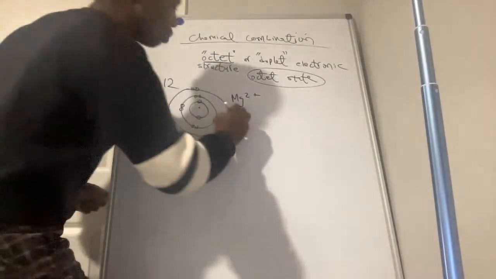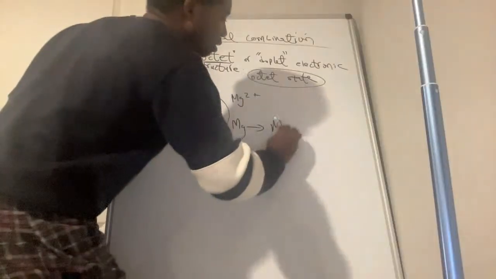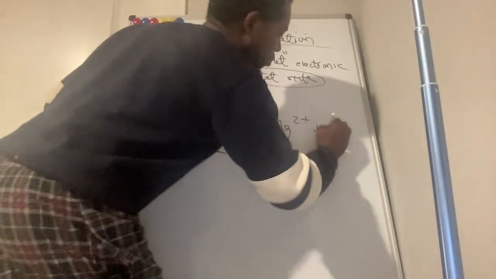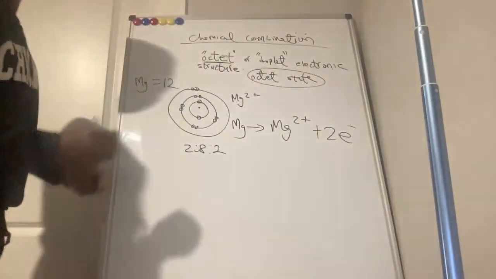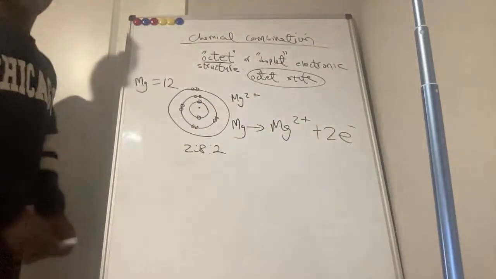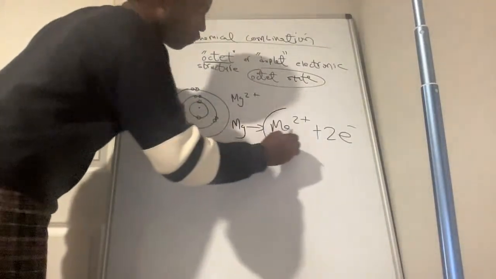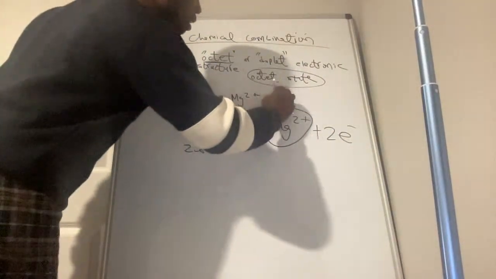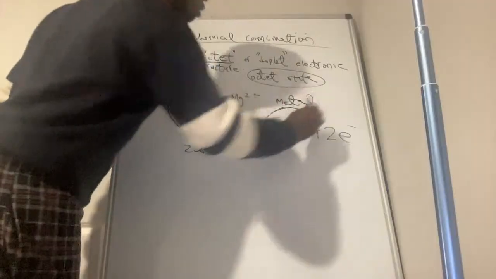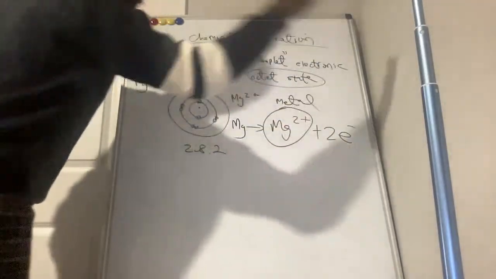That is why we have the magnesium ion. But before that, let's look at it. This is magnesium. It ionizes. It means magnesium gives away 2 electrons. Magnesium has given away 2 electrons. Therefore, this is the ion of magnesium. Don't forget, magnesium is a metal. So metals tend to give out electrons.